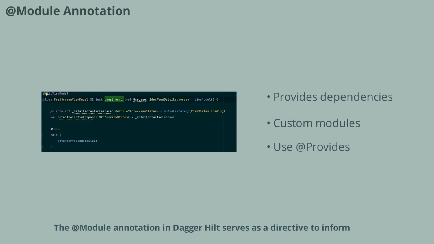Module annotation in Dagger Hilt serves as a directive to inform the framework that a particular class will be used to provide dependencies. By annotating a class with module, you create a module specifically designed to define the dependencies that will be used in the application. Inside a module, you can use the provides annotation to define methods that generate instances of dependencies. This allows developers to customize the dependency injection process and manage dependencies more effectively.